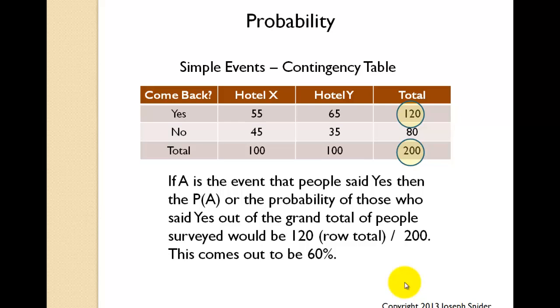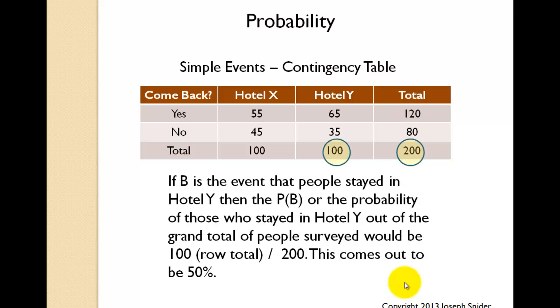So in this contingency table, I've circled 120 and 200. The probability of A, in this case, would be people who said yes, they would come back. That's 120 people. It's 120 out of 200 total people that were surveyed, because some said no. In fact, 80 said no. So the probability of yes would be 120 over 200, or 60%. The probability of the other kind of simple event, I stayed in hotel Y, is 100 over 200, or 50%.